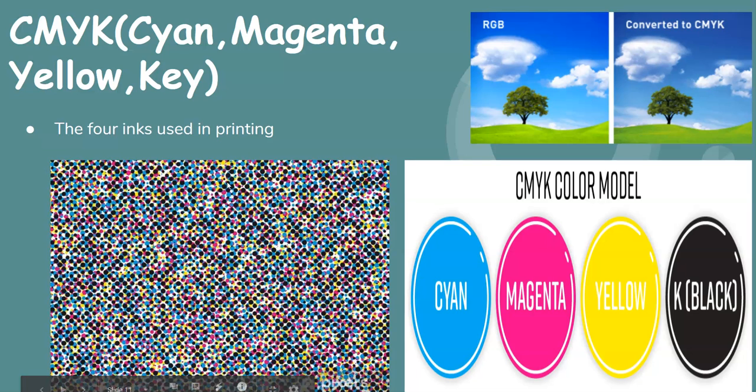CMYK stands for cyan, magenta, yellow, and key, being black, basically. It's the four inks used in printing. See, right here's RGB, and here's the same picture converted to CMYK. It's a much deeper color. With CMYK, when something's printing, they use each layer of color one at a time to create the image. Here are some CMYK examples. Here's the dot spectrum or whatever it's called, I can't remember. And then here are all the actual colors: cyan, magenta, yellow, and black.